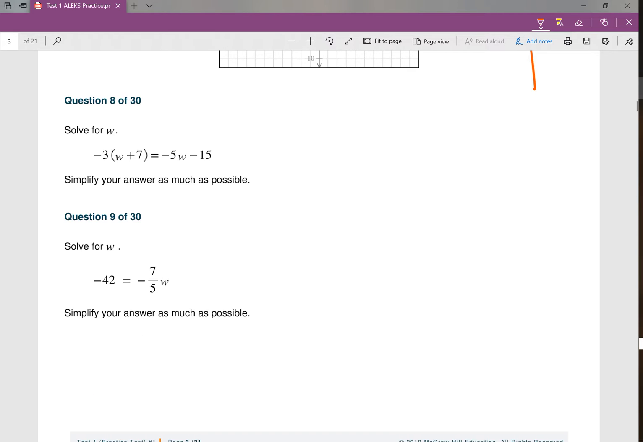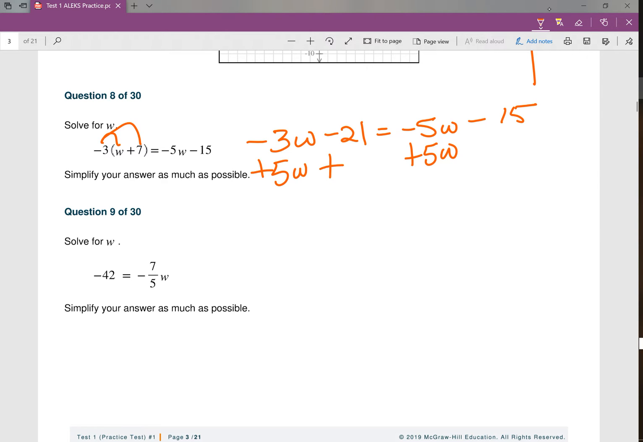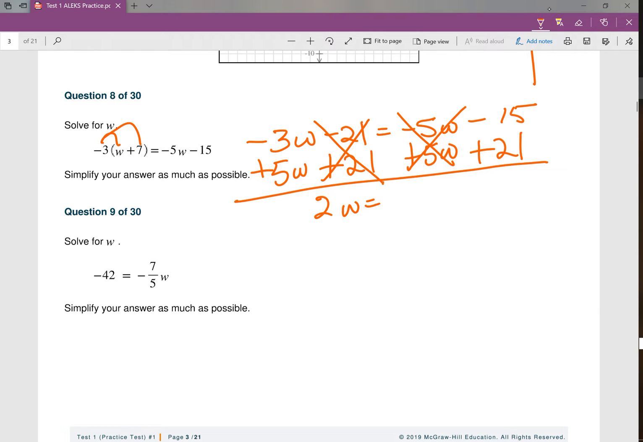Okay, number 8. Solve for w. And so we could distribute. That would be the first step I would take. To get negative 3w minus 21 is equal to negative 5w minus 15. I'm going to move stuff around now, which means that I'm going to add 5w and move it to this side. And I'm going to add 21 and move it to this side. So if you notice, this cancels, you're left with 2w is equal to 6. And so w is equal to 3.